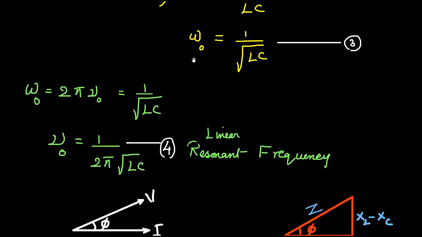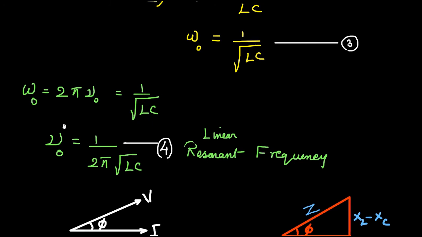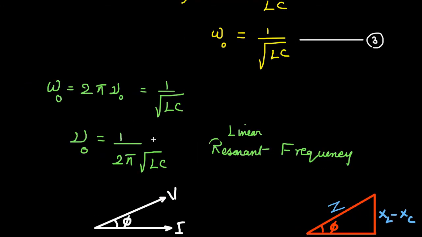What is omega naught? Omega naught equal to 2 pi nu naught, where nu naught is the linear resonant frequency, or omega naught equal to 1 by root of LC, 2 pi nu naught equal to 1 by root of LC, or nu naught equal to 1 by 2 pi root LC. Linear resonant frequency is equation number 4.